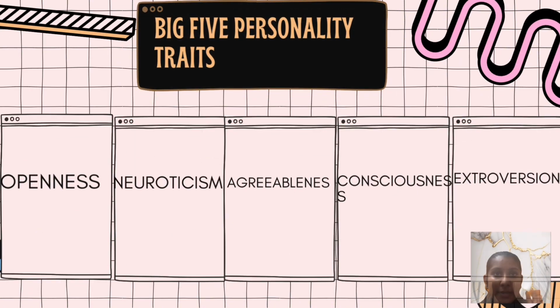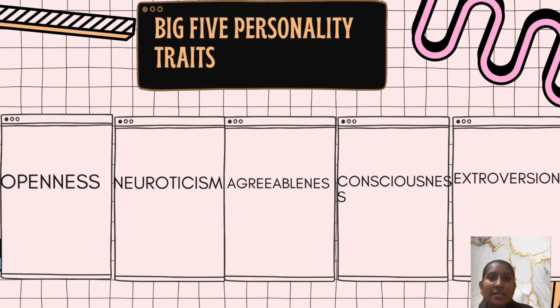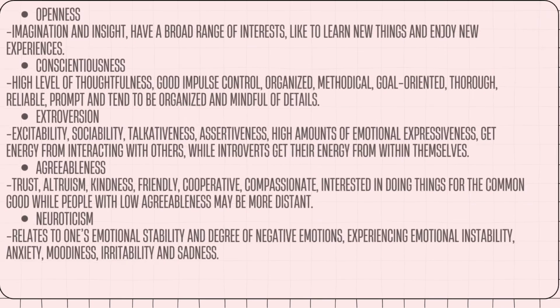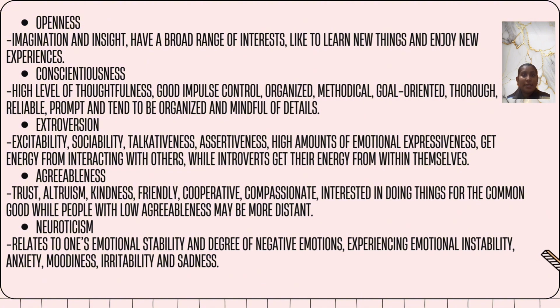There are 5 big personality traits, which are openness, neuroticism, agreeableness, conscientiousness, and extraversion. Openness: imagination and insight, a broad range of interests, liking to learn new things and enjoying new experiences. Neuroticism relates to one's emotional stability and degree of negative emotions, experiencing emotional instability, anxiety, moodiness, irritability and sadness.